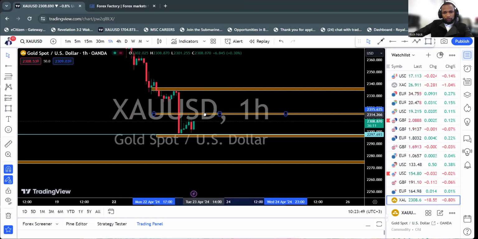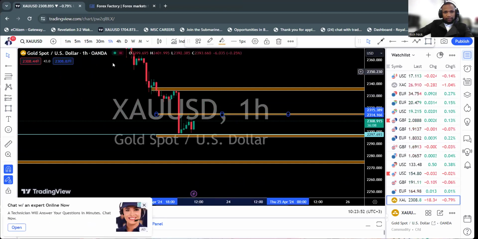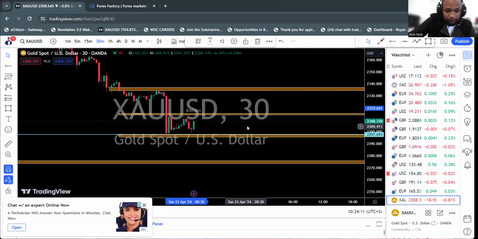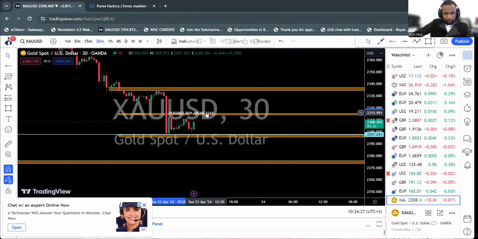So what are we looking for? We are looking for a break. 1 hour and 30 minutes are giving the same thing, you see? It's just an extended version. So we can safely say, should we break above this point, we would have a possible buy above the 23.15 area over here. 23.15, not 23.25, 23.15. I would say this is very possible over there.